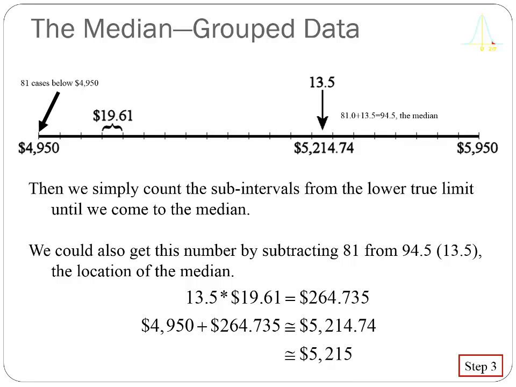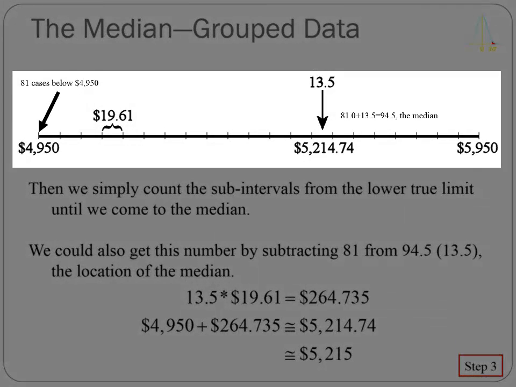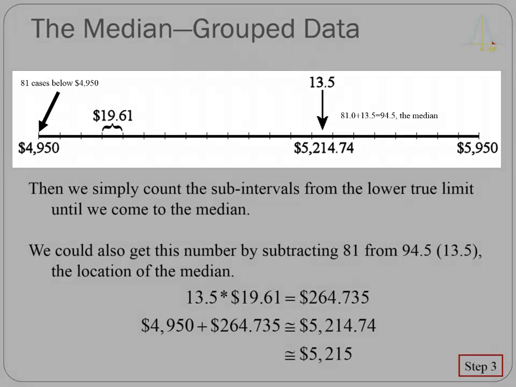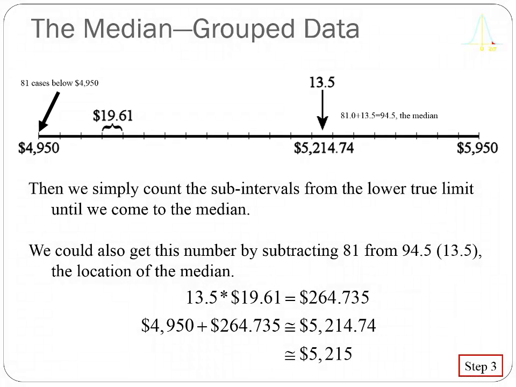Well, here I've isolated the interval. I have my lower true limit, 4,950 at the left, and I have my upper true limit, 5,950 at the right. And I have a $1,000 interval there, and there are, in theory, 51 tick marks. I didn't put 51 tick marks because it made the graphic a little too crowded. I know that I have 81 cases below 4,950. Well, that's just the cumulative number of cases up to the interval that contains the median value, but not that interval itself. I know I have to go to the 94.5th case.